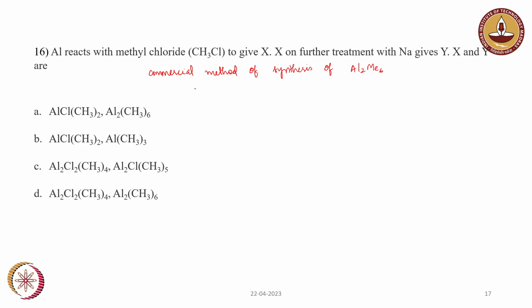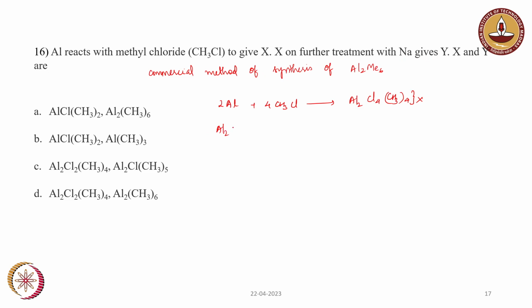So the reaction is first given alumina reacts with methyl chloride. So 2Al plus 4CH3Cl giving Al2Cl4(CH3)4, and this reacts. So given this is X, and given X treatment with sodium gives 5.